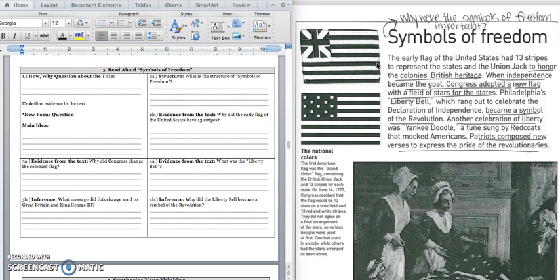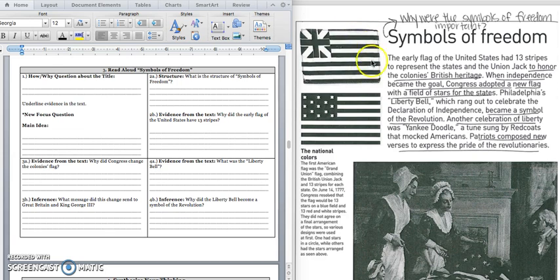Let's read. The early flag of the United States had 13 stripes to represent the states and the Union Jack to honor the colony's British heritage. When independence became the goal, Congress adopted a new flag with a field of stars for the states.